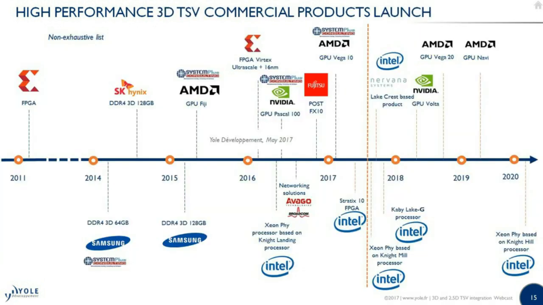This slide was also to retranslate the number of TSV commercial launches that occurred over the last year. So as you can see, there were many devices launched recently. It started in 2011 with FPGAs from Xilinx. There was progressively the introduction of more and more complex and performant devices. So in 2014, there was the launch of the HBM1 and also DDR4 stack memories from Samsung and SK Hynix, which are the two main stack memory manufacturers.